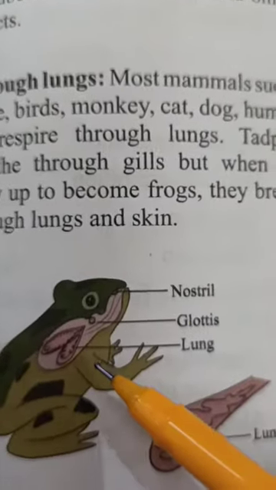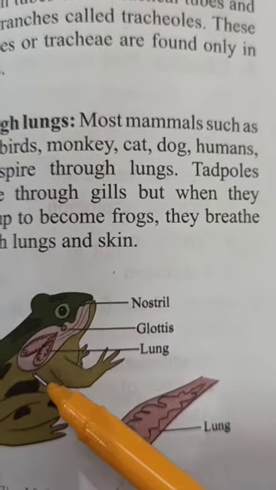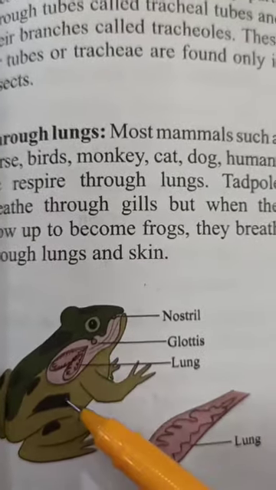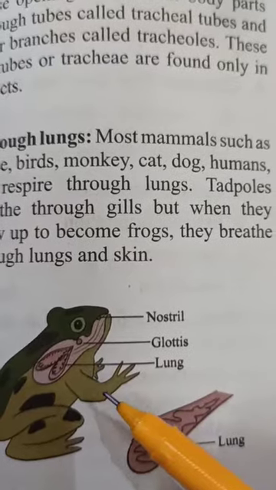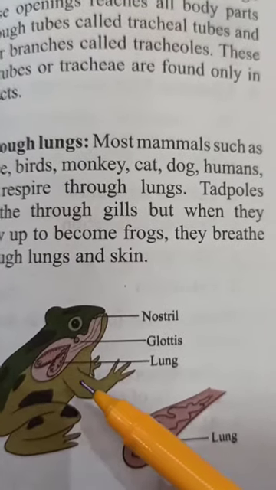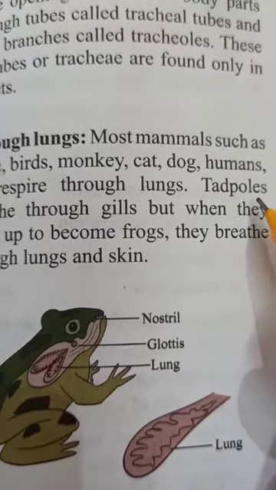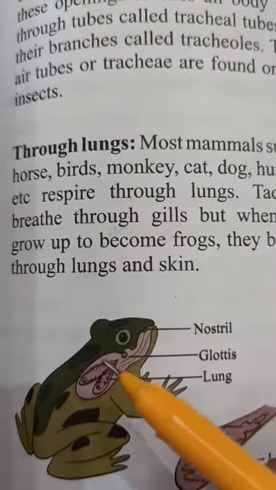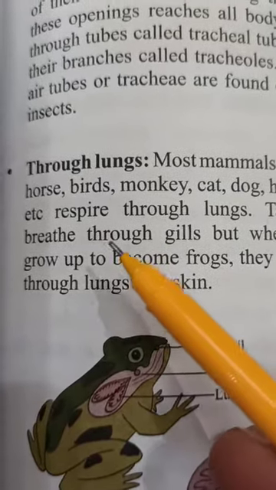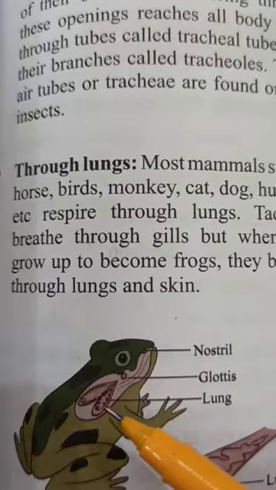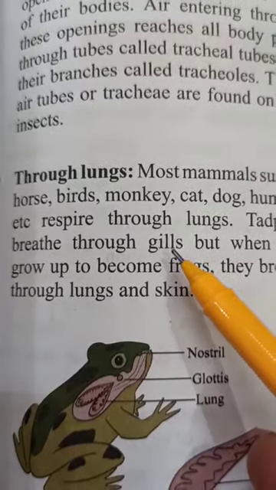Here you can see they have written tadpoles. Tadpoles are the larval stage of frogs. When frogs lay eggs, a larva comes out from the egg. The second stage of their life cycle is the larva, and the larva of a frog is called a tadpole. At the tadpole stage, frogs don't have lungs and they breathe through gills. At that time gills were present in their body.